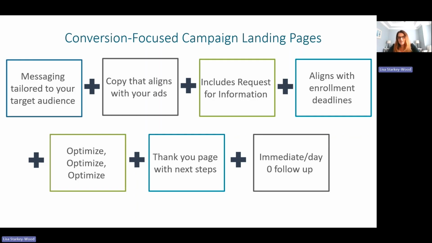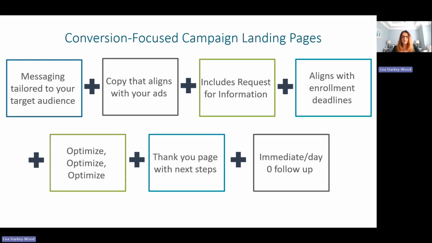It should include a request for information if and whenever possible. Also aligning it with your enrollment deadlines. So as you've got those application push emails and enrollment push emails going out, if you've got a way to align that deadline on your campaign landing page with a countdown or a pop-up or something like that, we've seen really great results driving conversions during those key times of year by including that in our strategy.